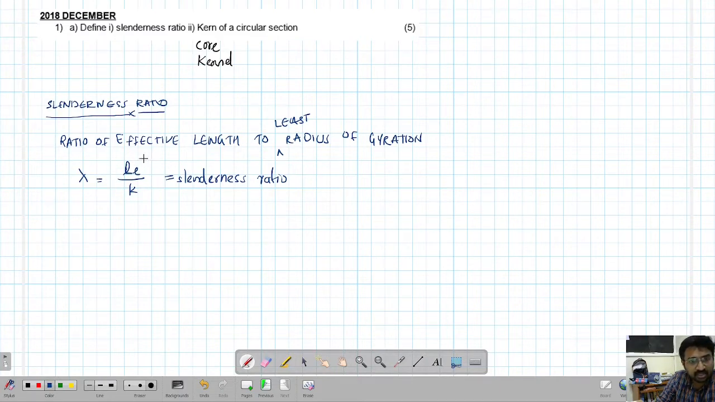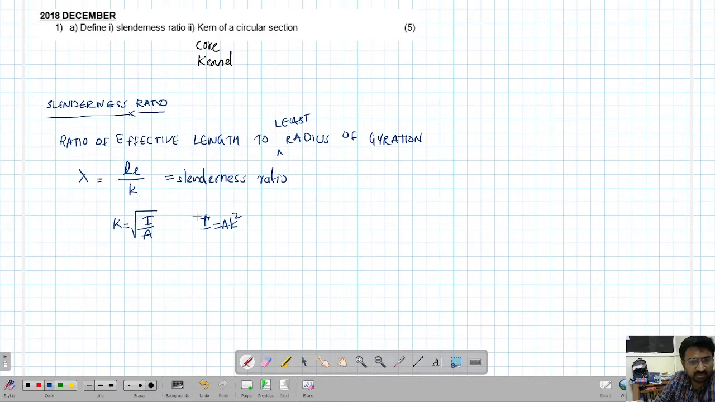Effective length depends upon the length of the column and the support conditions. This we have discussed in a previous video on how to find slenderness ratio. Now K is the radius of gyration. How do you find K? K is given by the square root of I by A. Or we can say I equals A K square. Either of these you can use. It is one and the same. So this is how you find radius of gyration.